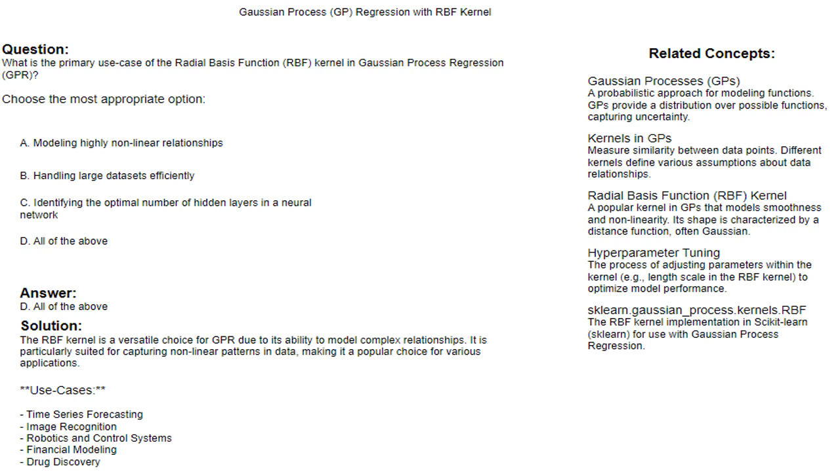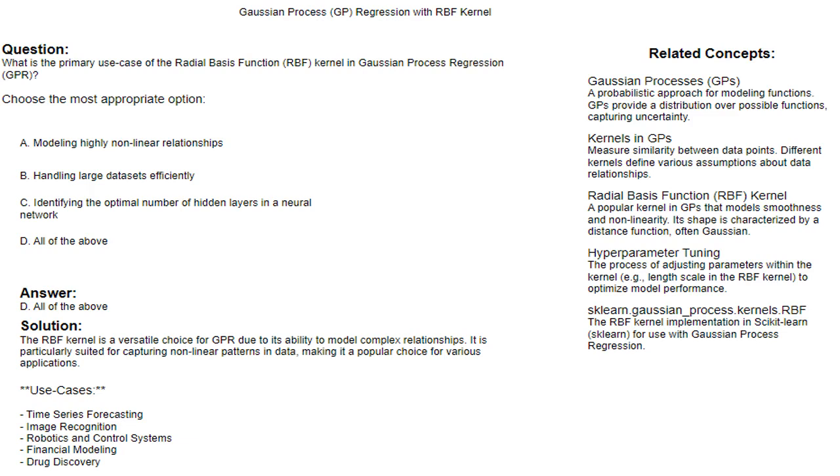Choose the most appropriate option. A. Modeling highly nonlinear relationships. B. Handling large datasets efficiently. C. Identifying the optimal number of hidden layers in a neural network. D. All of the above.